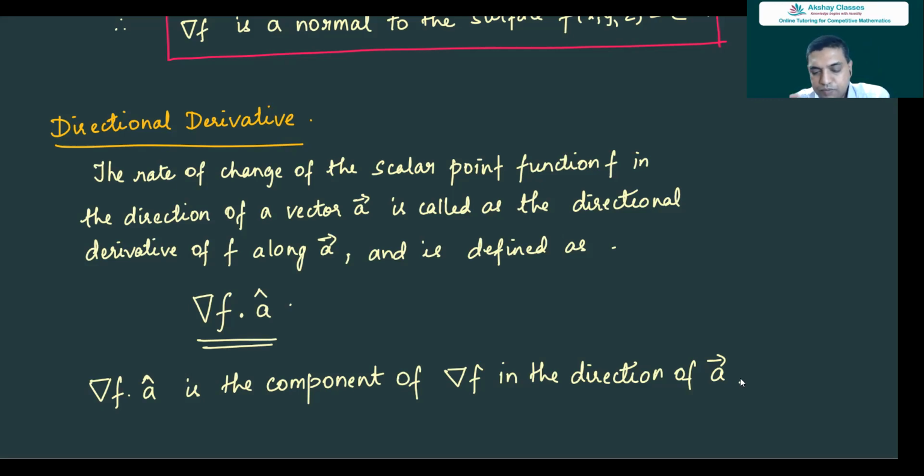Now, when will this directional derivative be maximum? When both grad f and A cap are in the same direction. That means if we take the component of the directional derivative along the gradient, then it will be the maximum. That is a common sense thing.